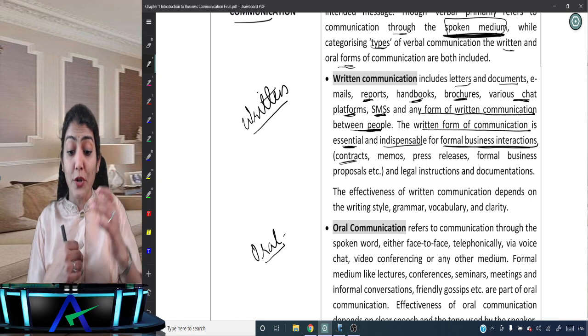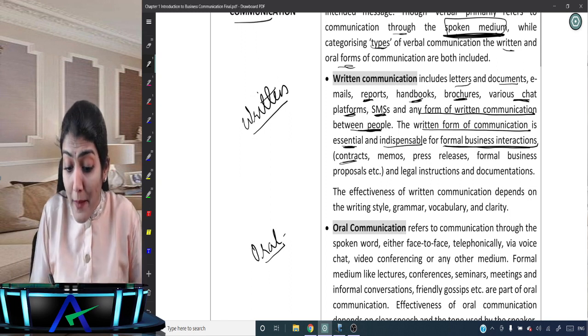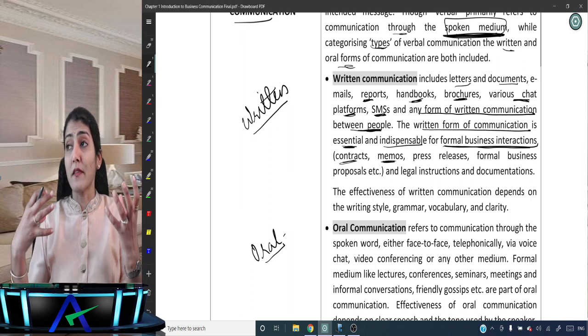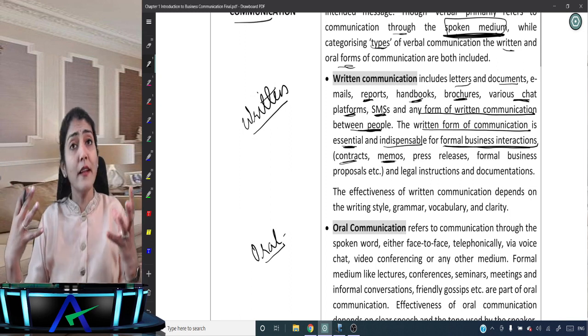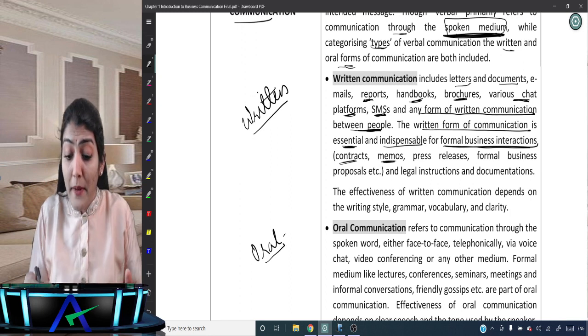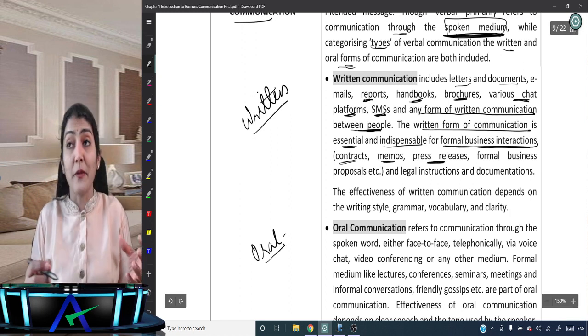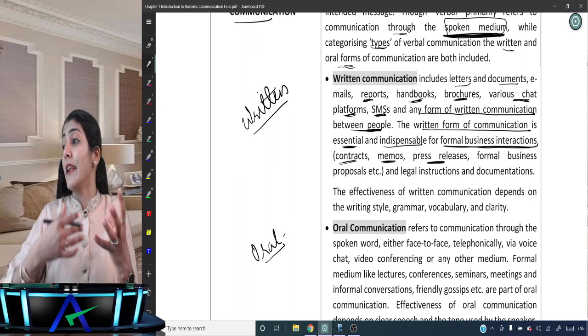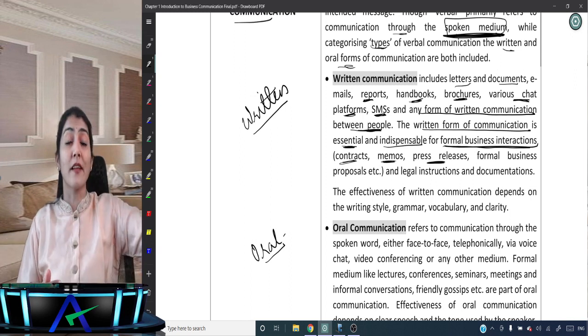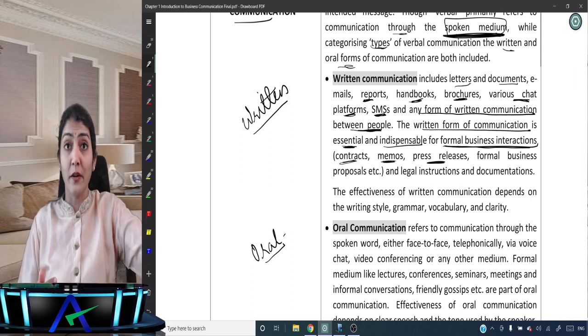There would be a rent contract, and there would be memos prepared by the company regarding their production process or regarding the employees, right? So some memos and some lists prepared by the company. Press releases: a company comes up with a press release that we have declared a result, a profit of 24%, revenue is up by 6% quarter on quarter, year on year, right?